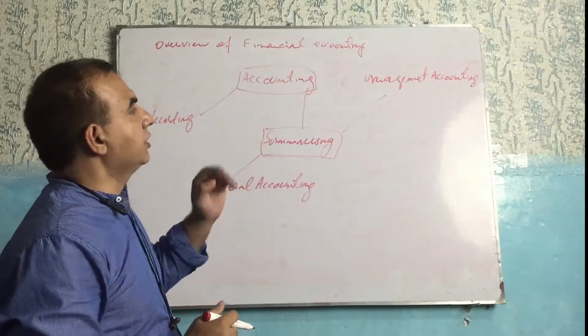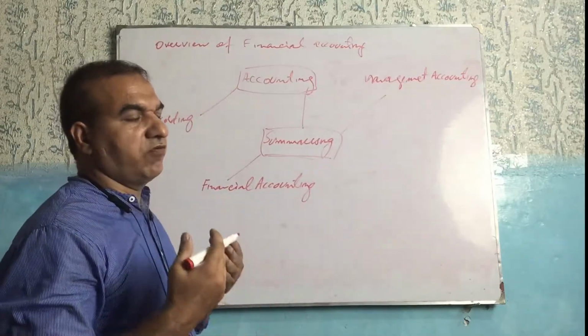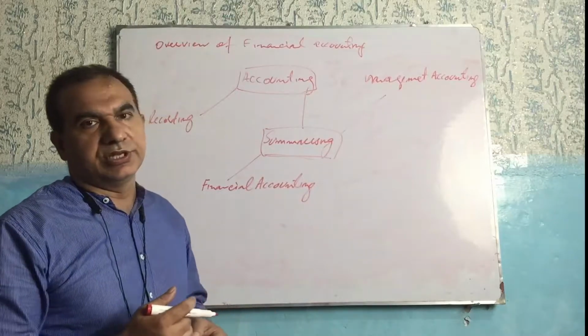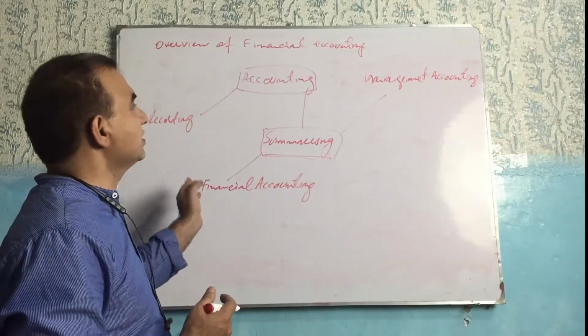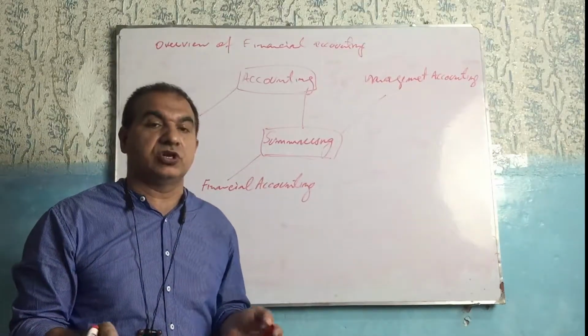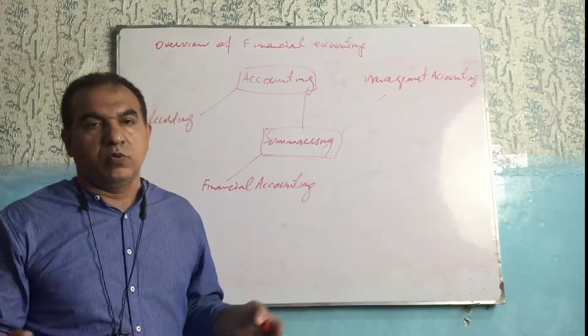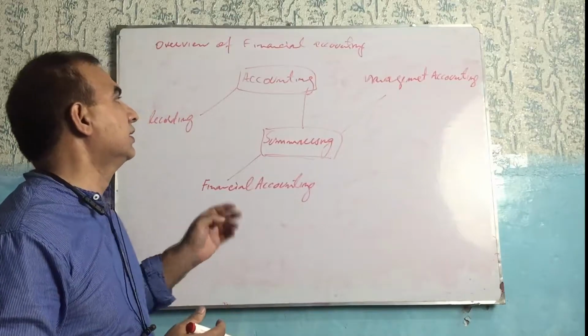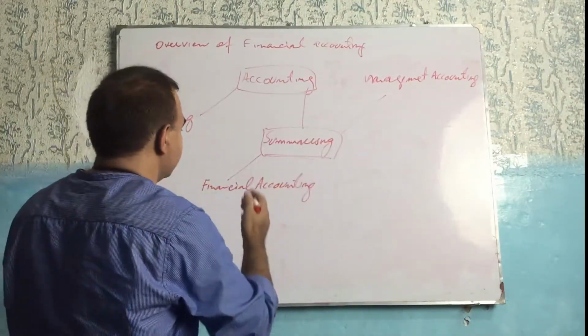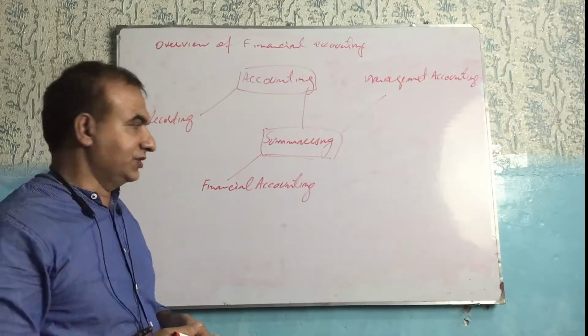This accounting is basically for the management, to help the management. This is used by the management. Whereas this reporting is on the management, basically about management's performance, how they are managing the business, what kind of results they are getting. This is about management's performance, reported to the external users.